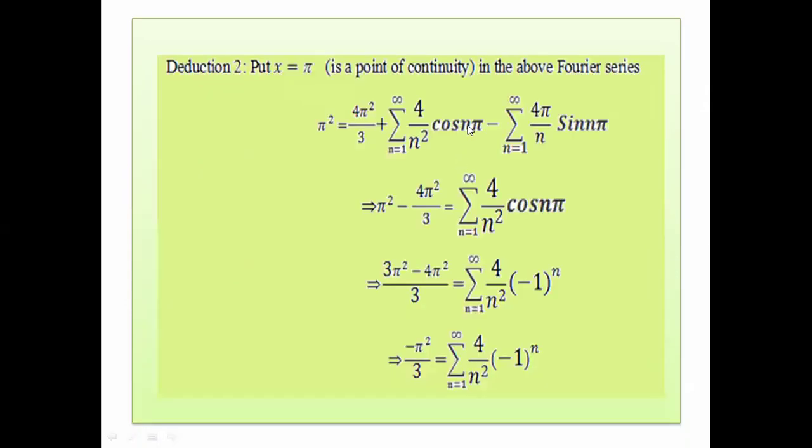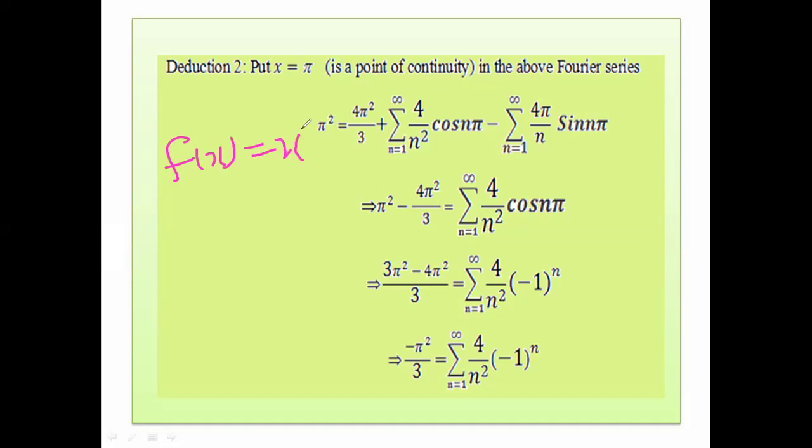What is the second deduction part? You have to put x is equal to pi. When I put x is equal to pi, that is a continuity of the above Fourier series. When I put x is equal to pi, f of x is equal to pi square, continuity. Now we want to use f of 0 plus f of 2 pi by 2. We directly apply x is equal to pi. F of x is what? You know that already given in the question. F of x is equal to x square.